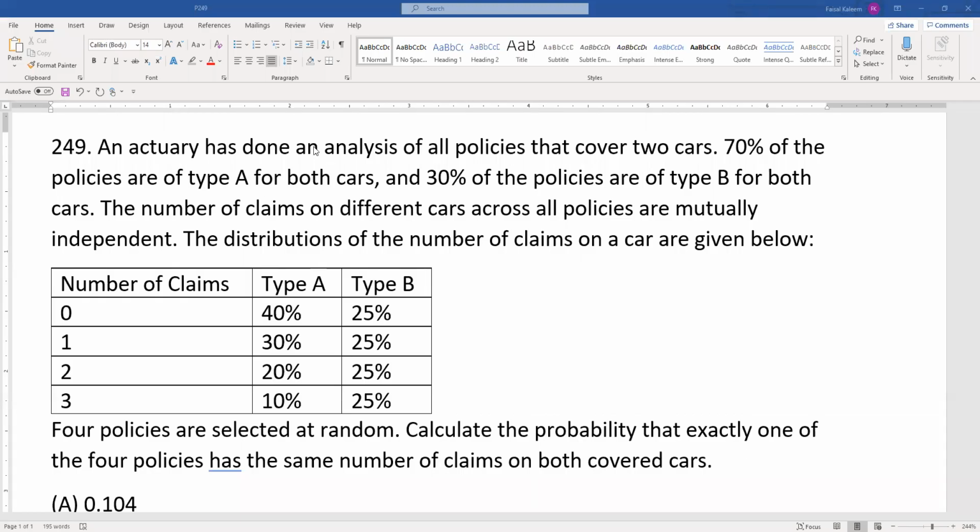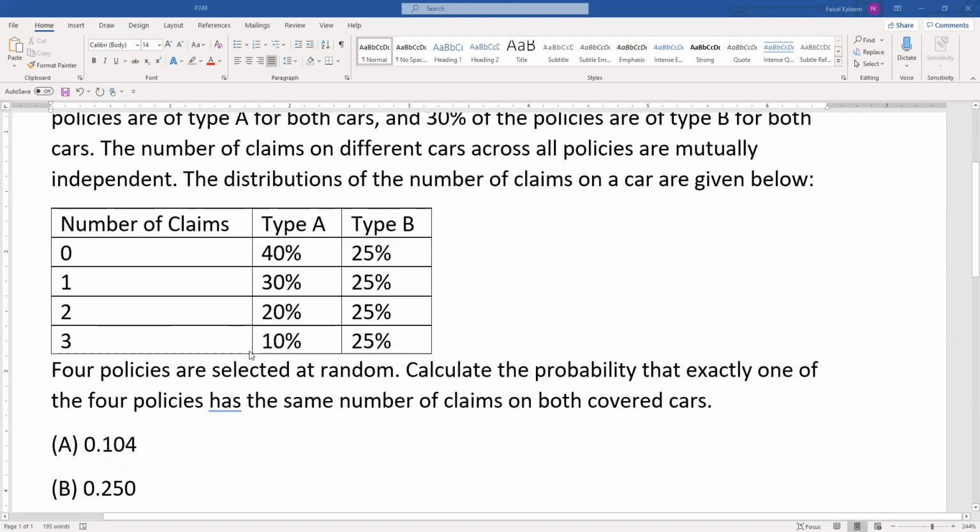An actuary has done an analysis of all policies that cover two cars. 70% of the policies are of type A for both cars, and 30% of policies are of type B for both cars. The number of claims on different cars across all policies are independent. Distributions of the number of claims on a car are given below.